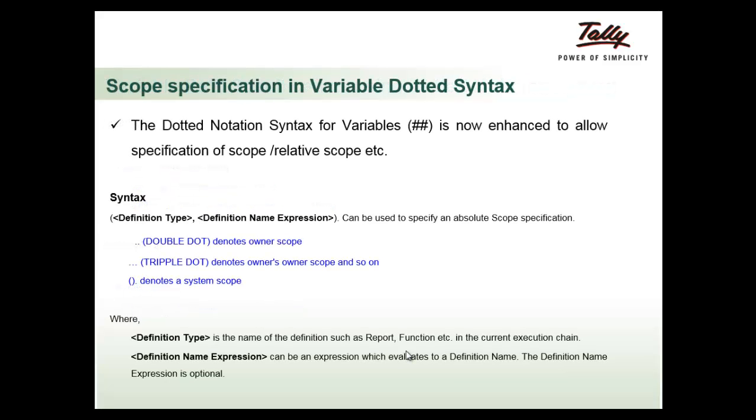Then we went to scope specification. If you are in any scope and you want to access the value of a variable in the previous scope, or in the owner scope, or in the system scope, how can you do it? You can do it by using double dot, which becomes the owner scope, triple dot becomes the owner's owner scope. In the same way, 4 dots becomes the next owner scope, and so on. And brackets dot denote that you are getting the value from the system scope. And you can also give an absolute scope specification, telling report comma the name of the report, or function comma name of the function, and retrieve the value of the variable from that definition type.